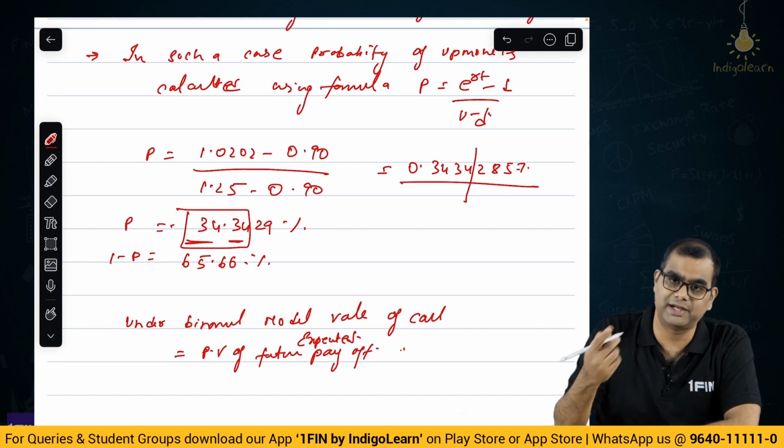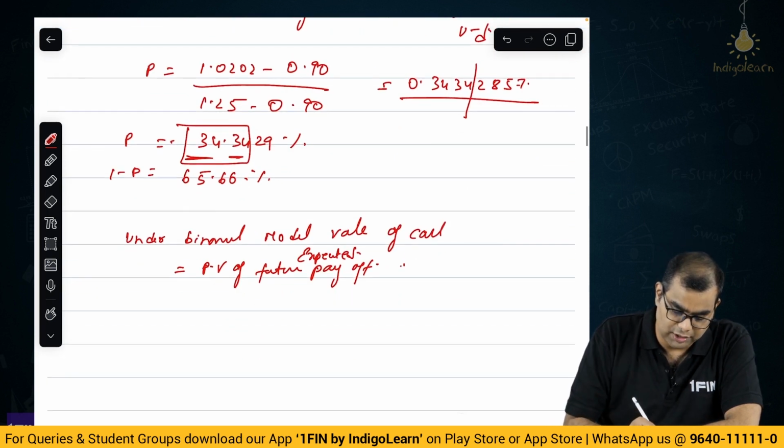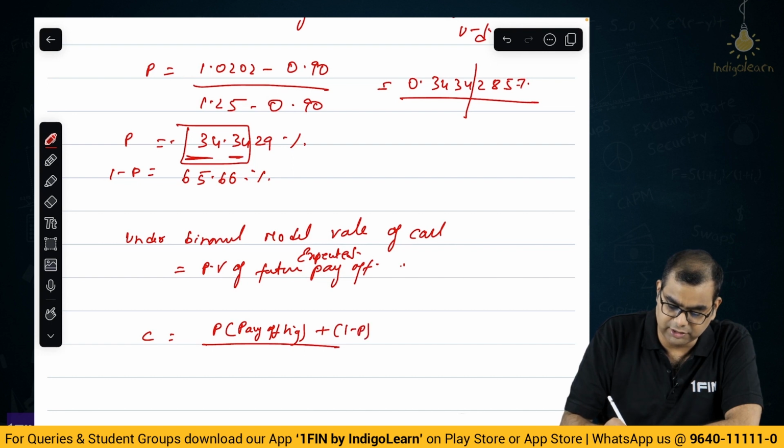Okay, what is expected? Multiplied by probability. So, call value is equal to present value. For doing present value, you divide by 1.0202. That I will write as the formula. So, call value is equal to P into payoff high plus 1 minus P into payoff low, divided by e power RT.